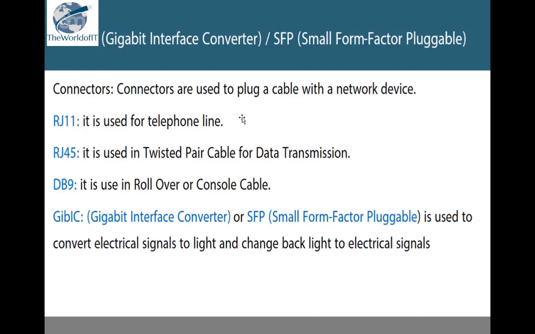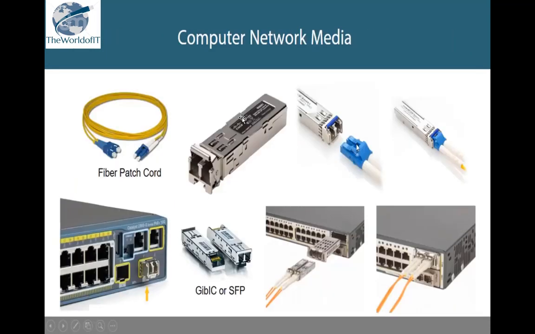Gigabit interface converter or SFP, small form factor pluggable, is used to convert electrical signals to light and change light back to electrical signals. Computer network media, fiber, patch cord, etc.